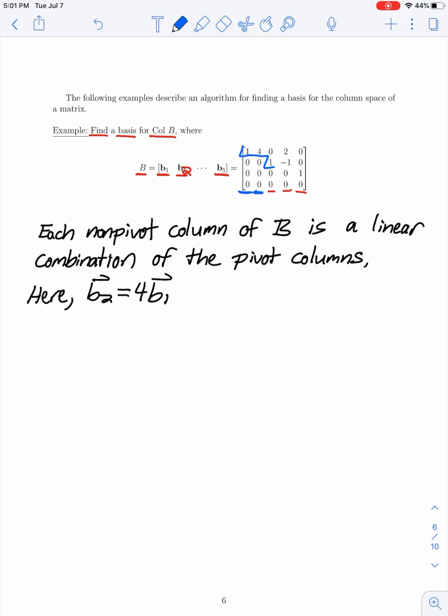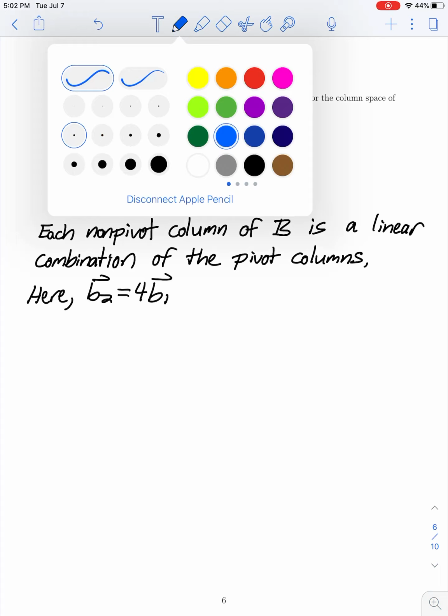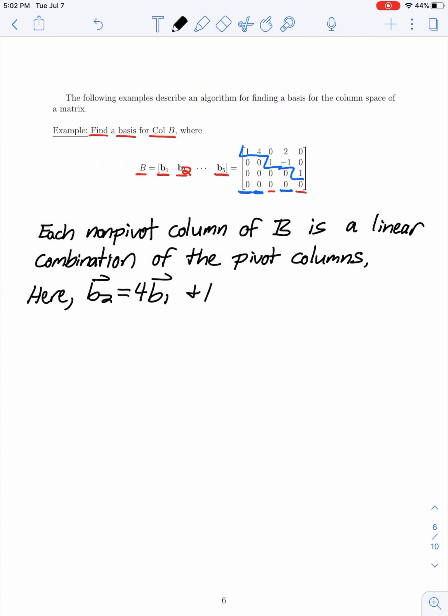Now what else are our pivot columns? So here we had pivot columns given by the first, third, and fifth columns. So B2 and B4 were non-pivots. We've seen that B2 is 4 times B1. And for our fourth column, B4, we can write B4 as 2 times B1 to get a 2 as that first entry. And then to get a -1 in the second entry, I could subtract 1 times B3, my third pivot column.